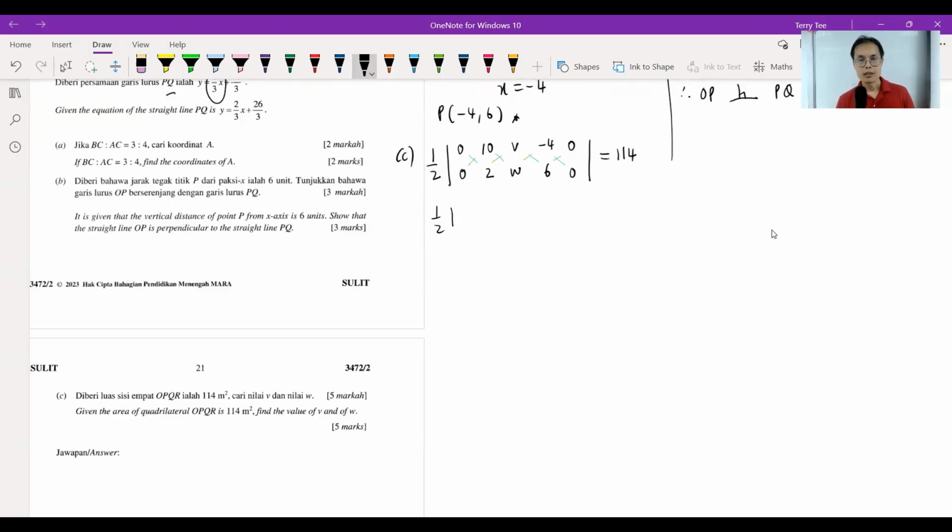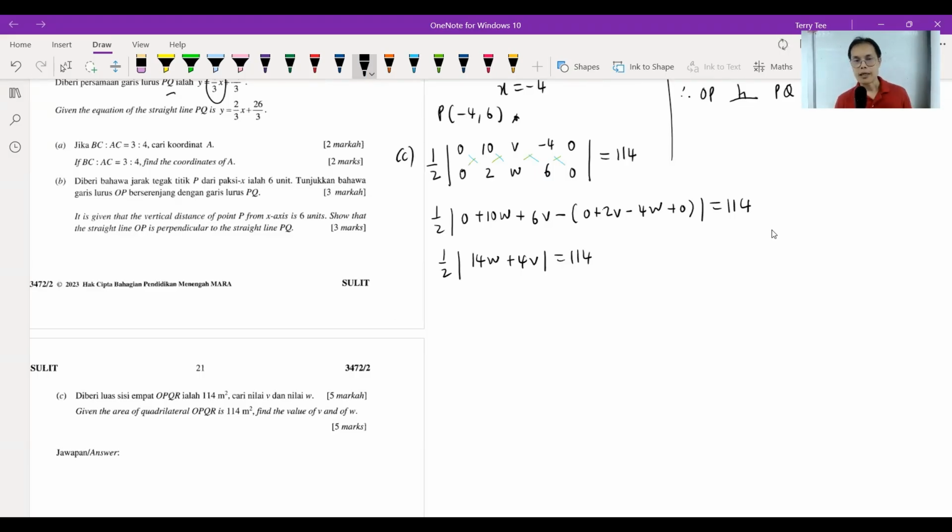So you did half, 0 times 2, which is actually 0. I'm so tempted to write 0 straight away. This is 10 times W. This is 6 times V minus the other direction. This is 0. This is 2V minus 4W. Last one is 0. I just put a plus 0. The result is 114. Okay, let's simplify this. This will be half. 10W minus 4W is 14W. 6V minus 2V is now 4V. The result is 114.